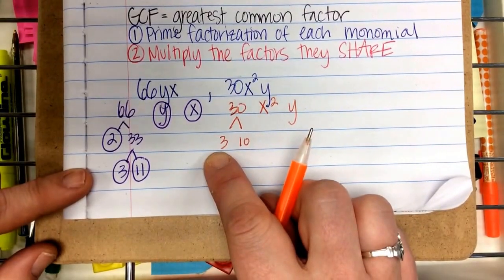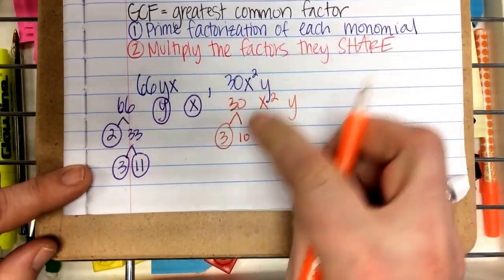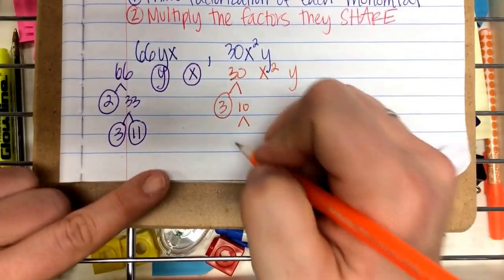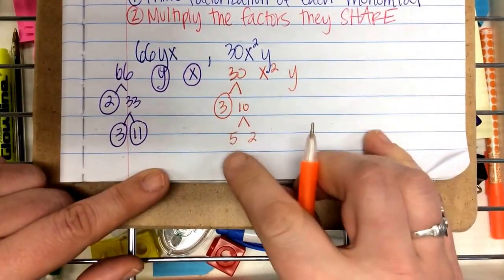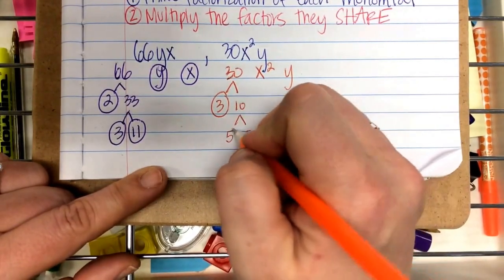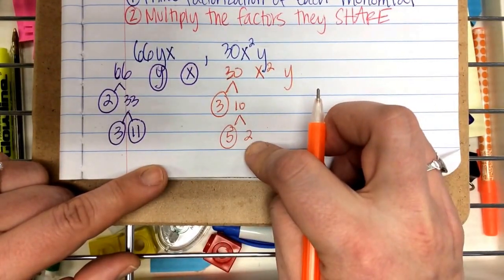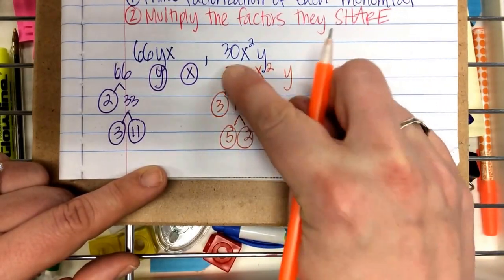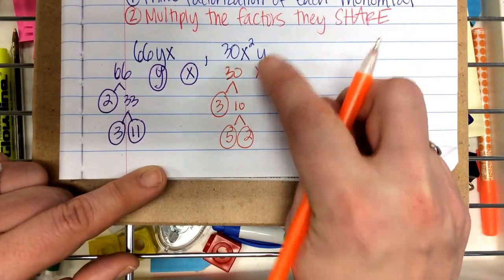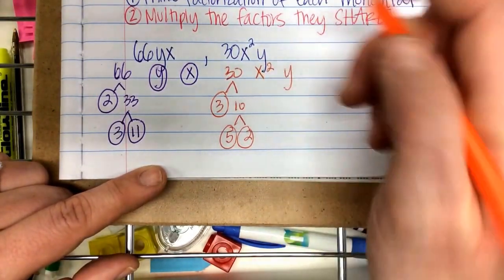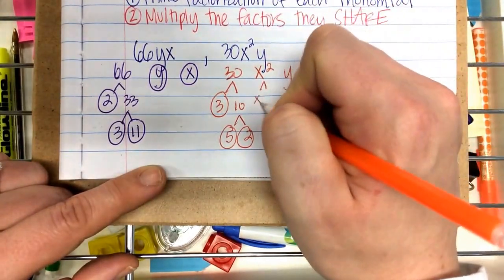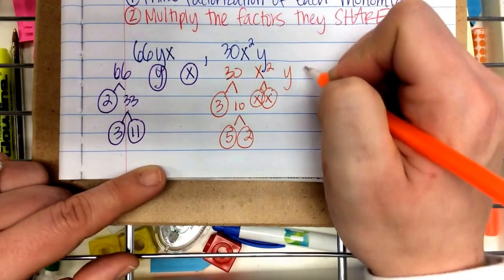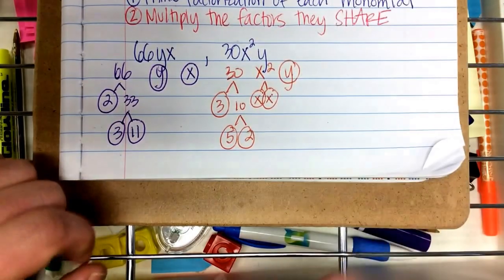3 and 10 is the first one I heard. Is 3 prime? Yep. Is 10 prime? No. Factor 10. 5 times 2. Is 5 prime? Yep. Is 2 prime? Yes. Done with 30. Move to x squared. Can x squared be factored? Yes. To what? X and x. Y is by itself, so I circle it.